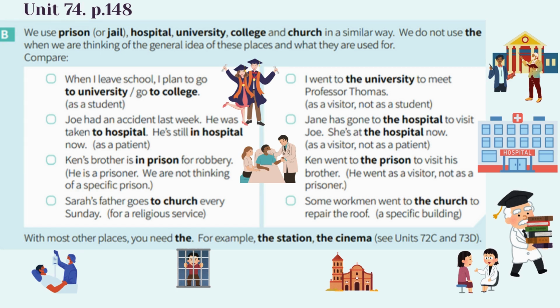Here's a super tip. Know the with the as a visitor. Be in prison as a prisoner. Go to university as a student. Go to the university to meet someone. Be in hospital as a patient. Go to the hospital as a visitor. Be in prison as a prisoner. Go to the prison as a visitor. Go to church to pray. Go to the church as a tourist or worker.